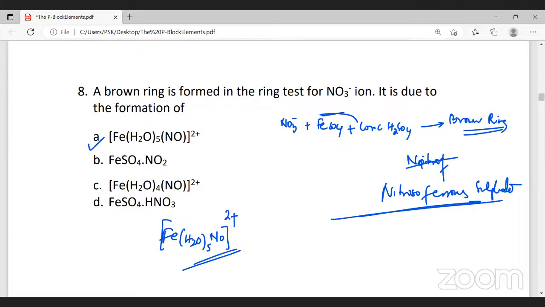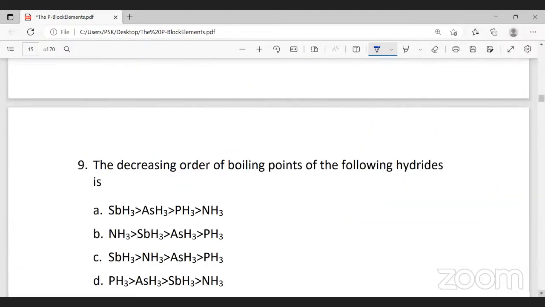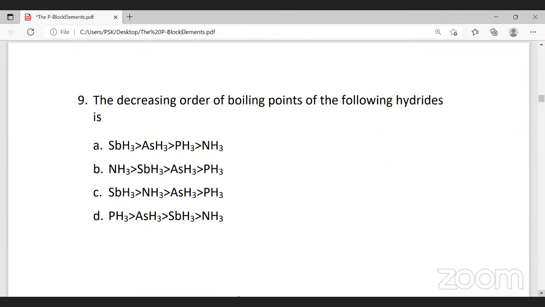The next question, the 9th question. The decreasing order of the boiling point of the following hydrides.